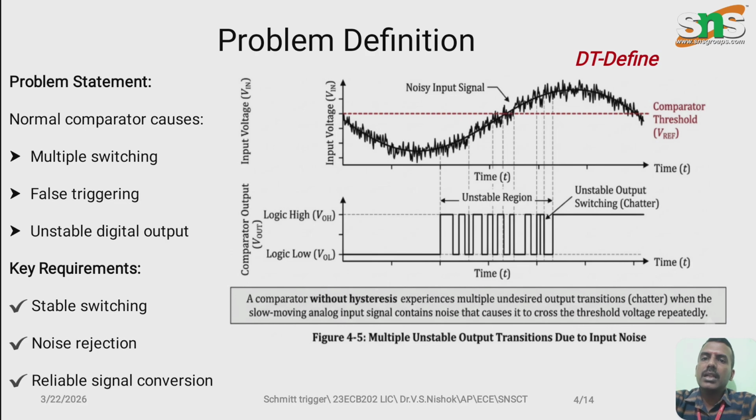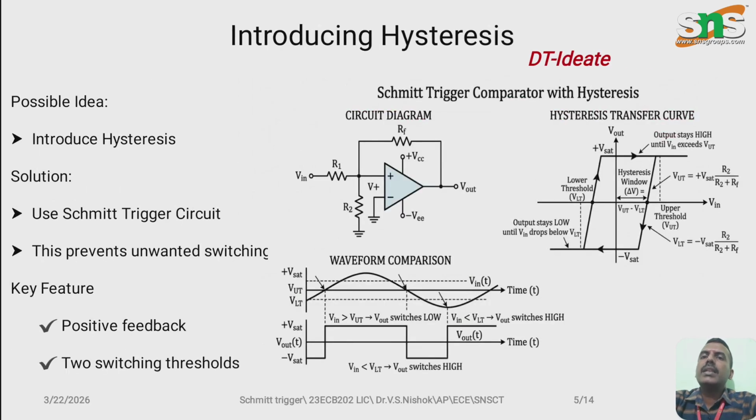So here is the brainstorming idea called the hysteresis concept, which provides the output in a stable manner with the help of positive feedback and two switching thresholds. A system like a comparator uses only a single threshold voltage, which acts as the reference voltage for the input signal. So even small fluctuations will reflect in an unstable output.